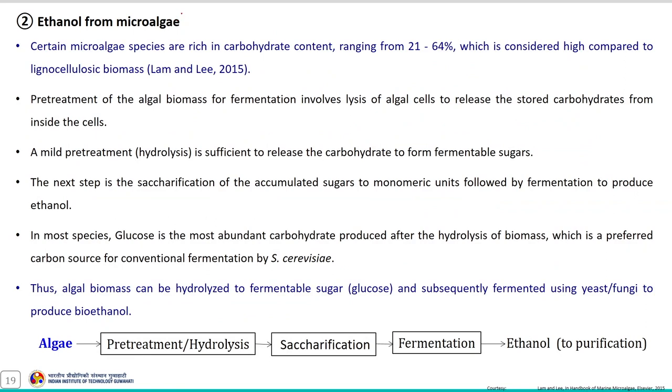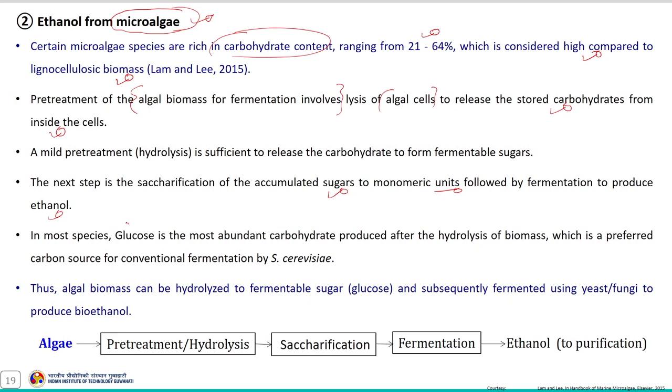Another potential feedstock under the classification of non-edible sources for the production of ethanol includes microalgae. Certain microalgal species are rich in carbohydrate content ranging from 21% to 64%, which is considered high compared to the lignocellulosic biomass. And thus the pretreatment of this algal biomass for the fermentation involves lysis of the algal cells to release stored carbohydrate from inside the cells. In this case, a mild pretreatment is sufficient to release the carbohydrate to form the fermentable sugars, and the next step is then the saccharification of the accumulated sugar to monomeric units followed by its fermentation to produce the ethanol.